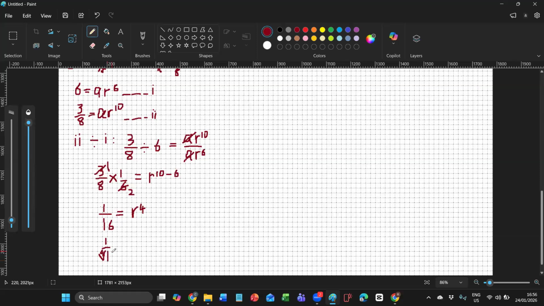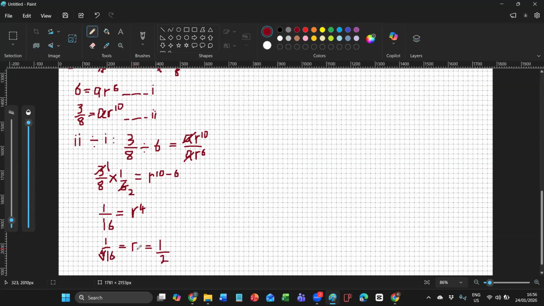The fourth root of 16 is 2. And the fourth root of r raised to power 4 is r. So that means r is equal to 1 over 2. Okay, so now I know you're wondering what are the two possible values of r.